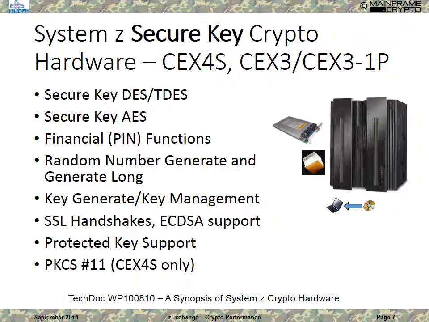In addition, the Crypto Express card does the financial PIN functions. The federal regulations require that PIN processing be done in an HSM, a hardware security module. So again, that work has to be sent out to the card in an asynchronous operation and the results sent back to the application. The Crypto Express card also provides a random number generator.